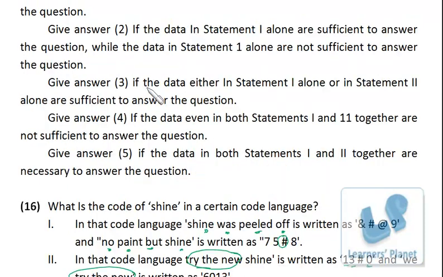If the data either in statement 1 alone or in statement 2 alone are sufficient to answer the question, this one is our correct answer, that is option 3. Okay, pretty simple.